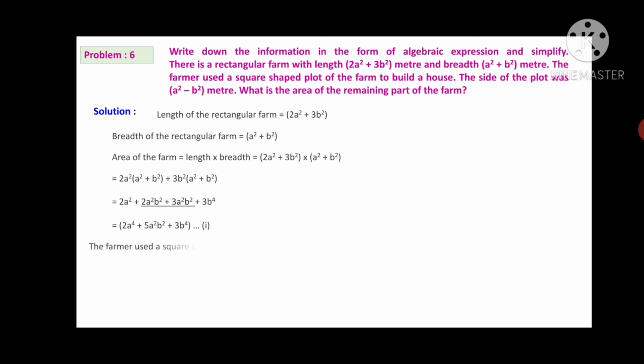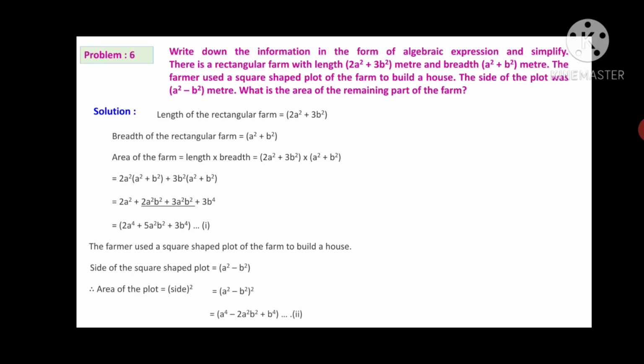Next, the farmer used a square shaped plot of the farm to build a house. The side of the square shaped plot is a square minus b square. Therefore the area of the plot is equal to side square, which will be a square minus b square bracket raised to square, and that expansion will be a fourth minus 2a square b square plus b fourth. Area of the remaining part is area of the farm minus area of the plot.